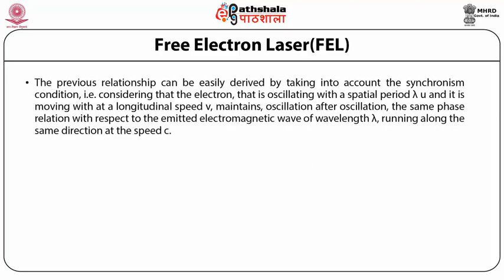The previous relationship can be easily derived by taking into account the synchronism condition, that is, considering that the electron that is oscillating with a spatial period lambda_U and is moving with a longitudinal speed v maintains, oscillation after oscillation, the same phase relation with respect to the emitted electromagnetic wave of wavelength lambda running along the same direction at the speed c. Thus v is equal to c lambda_U over lambda_U plus lambda.